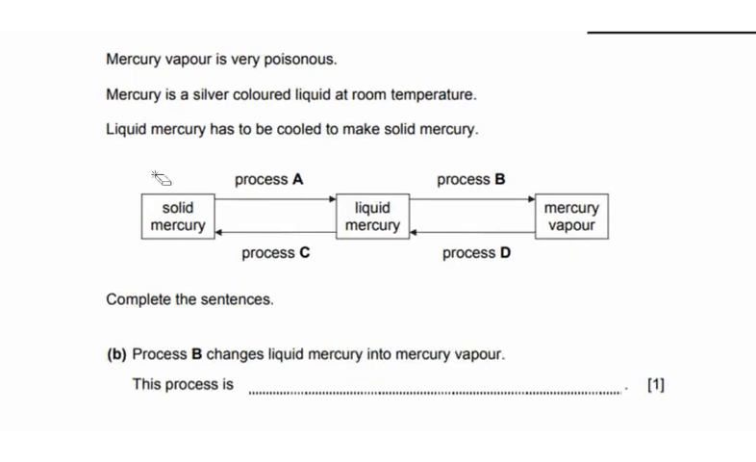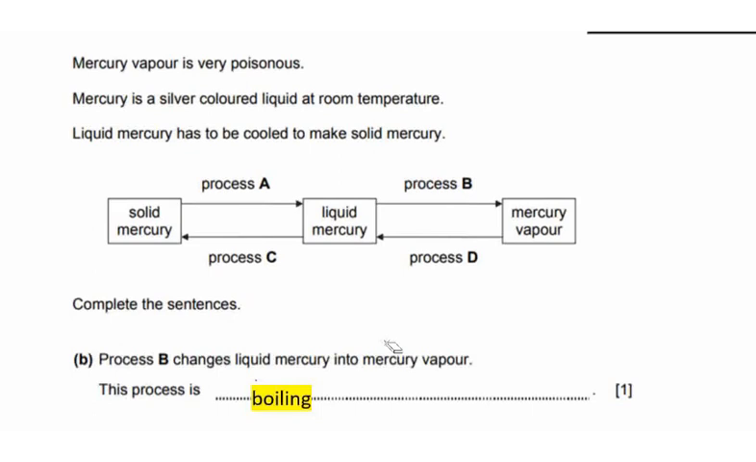Question B. Process B changes liquid mercury into mercury vapor. The process is... The answer is boiling.